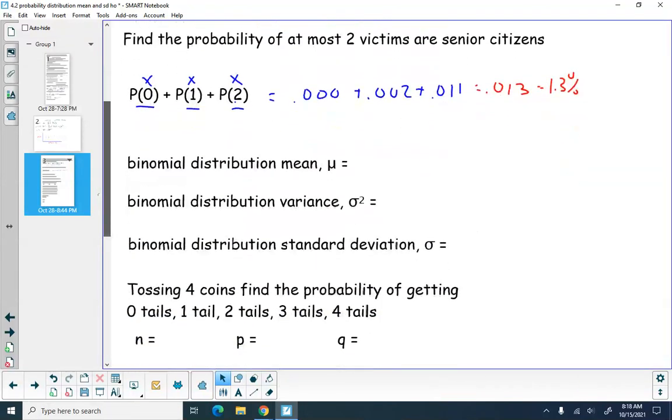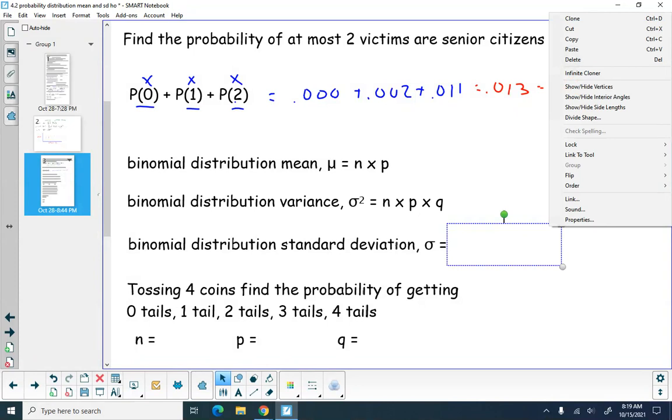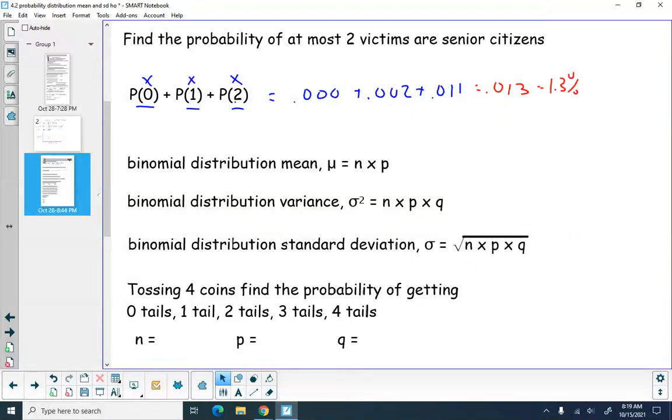When we talk about binomial distribution mean, how we can calculate that is just taking n times p. So for your binomial distribution mean, you can just take n times p. For your variance, this is n times p times q. And then once again, your standard deviation is the square root of the variance.